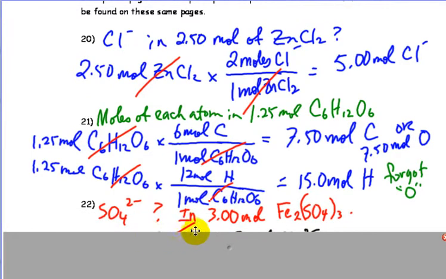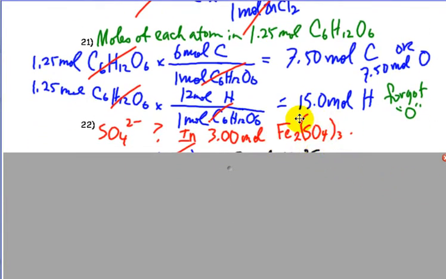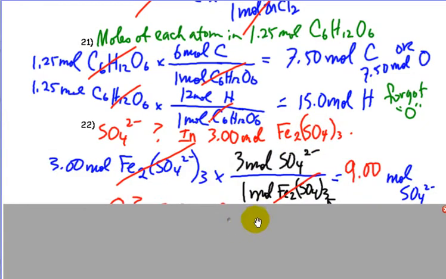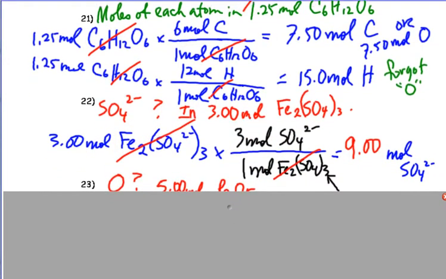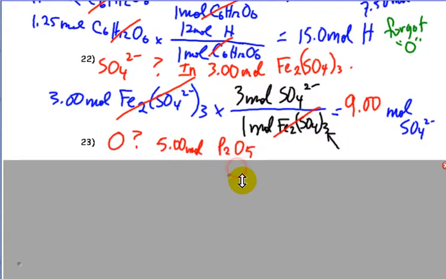How many moles of sulfate ions in 3.0 moles of iron(III) sulfate? You can see in 1 iron sulfate, I have 3 moles of sulfate. So for every 1 mole of iron(III) sulfate, I have 3 moles of sulfate. That is the conversion there. A total of 9 moles of sulfate ions there.